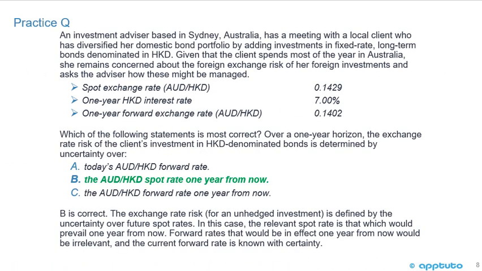And the correct answer in that is B, that the exchange rate risk for an unhedged investment is defined by the uncertainty over future spot rates. In this case, the relevant spot rate is that which would prevail 1 year from now. Forward rates that would be in effect 1 year from now would be irrelevant, and the current forward rate is known with certainty. So again, we've been looking at some LOSs with regards to the spot rate and the forward rate, interest rates. I just wanted to show a question here that's more theoretical than calculation.